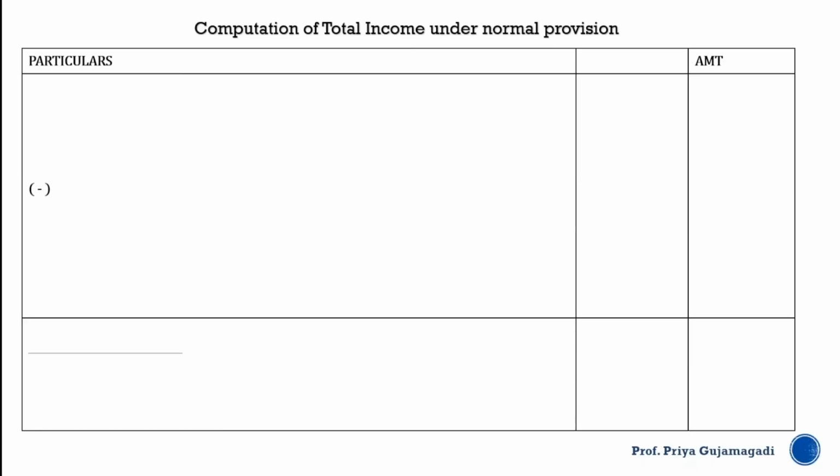Computation of total income under normal provision. A statement with 3 columns: particulars, inner column and amount. First item we all know, that is profit as per P&L account.